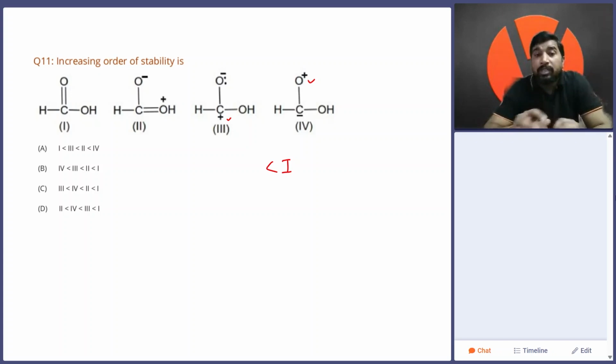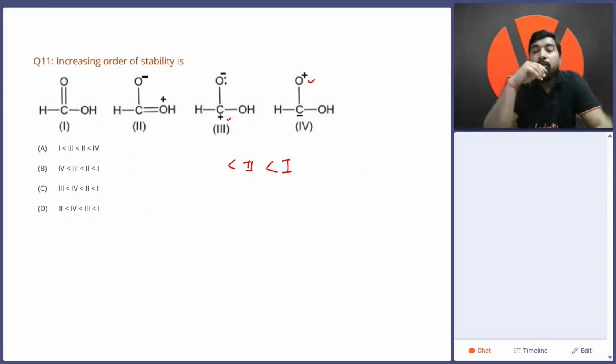So out of these three structures, 3 and 4 are less stable as compared to the second one. Hence, in the second case, the octet of all the atoms is completed. So the second structure has stability at the second position.